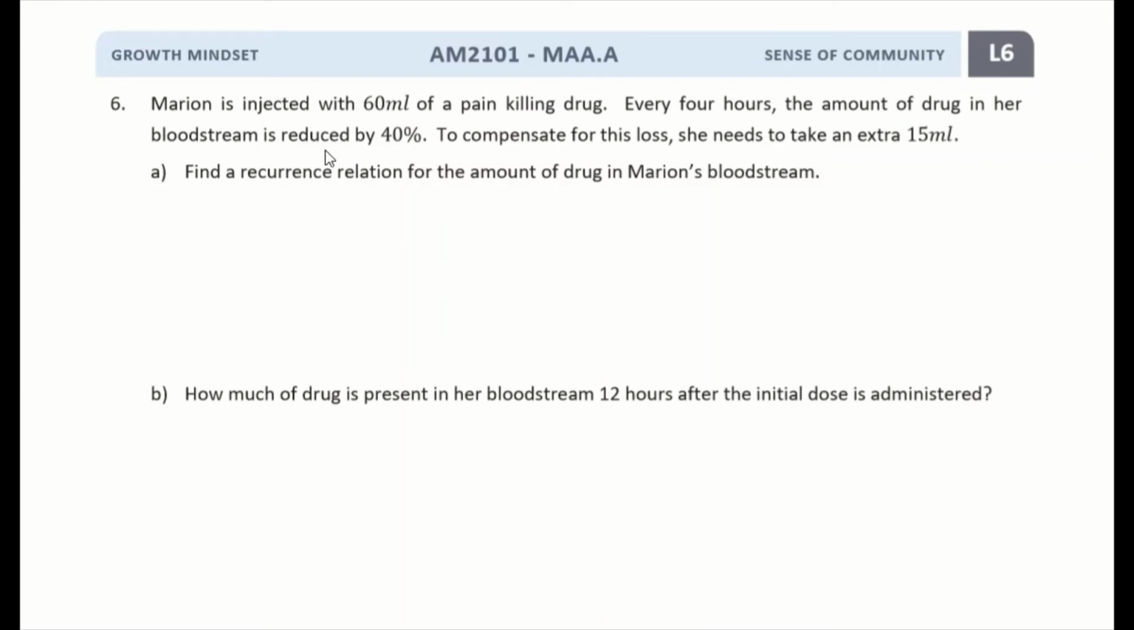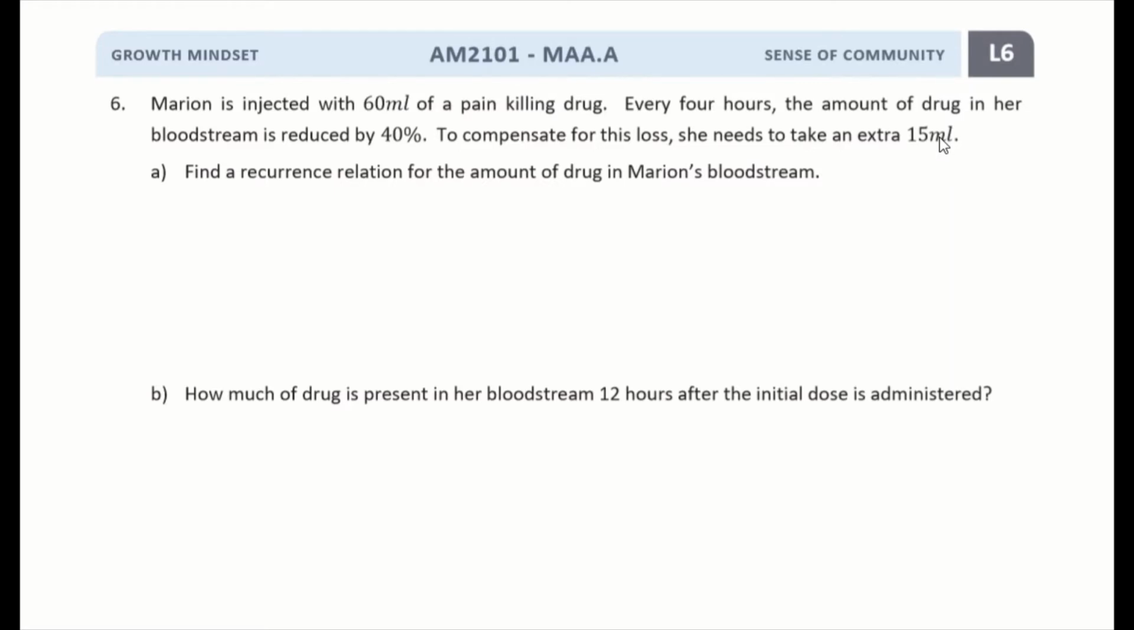Everyone, so we are going to do a very quick one, to just finish the last two examples from yesterday's lesson. Okay, so question 6: Marian is injected with 60 ml of a pain-killing drug. Every 4 hours, the amount of drug in her bloodstream is reduced by 40%. To compensate for this loss, she needs to take an extra 15 ml.